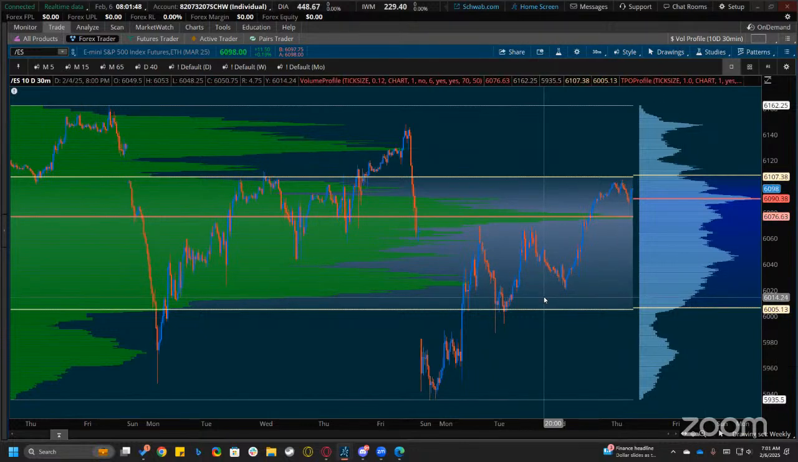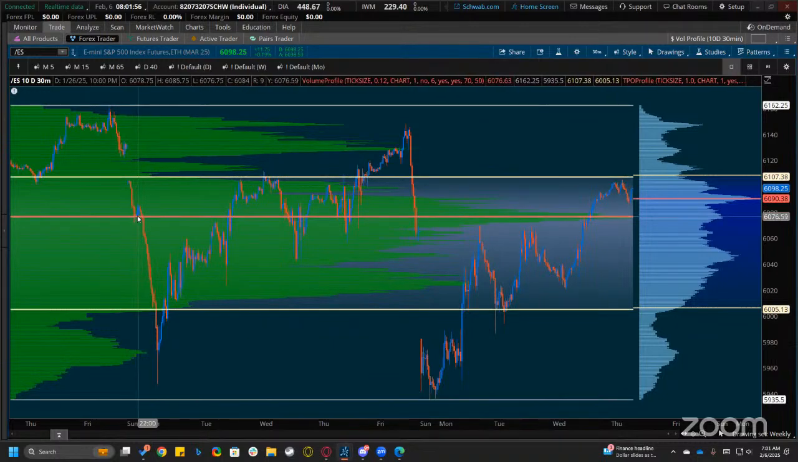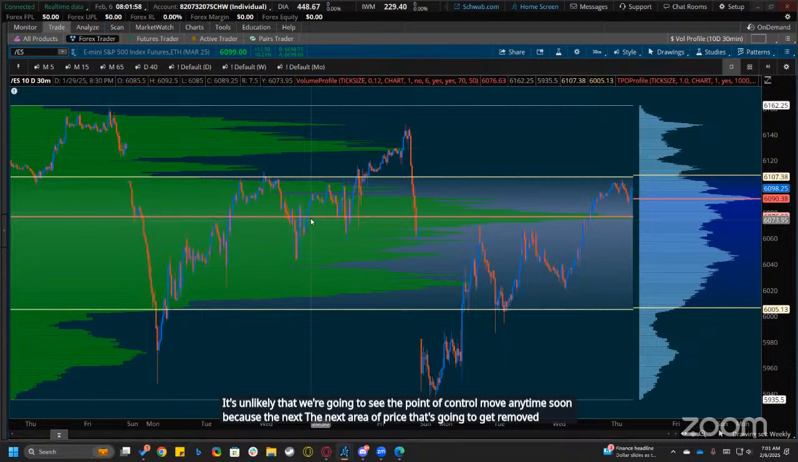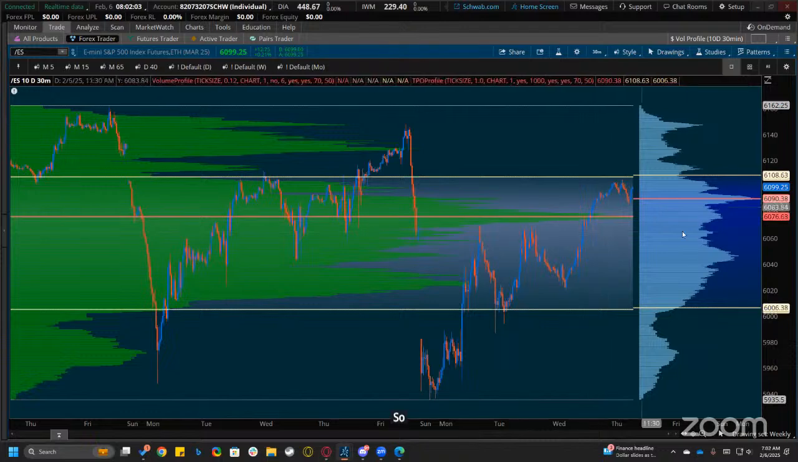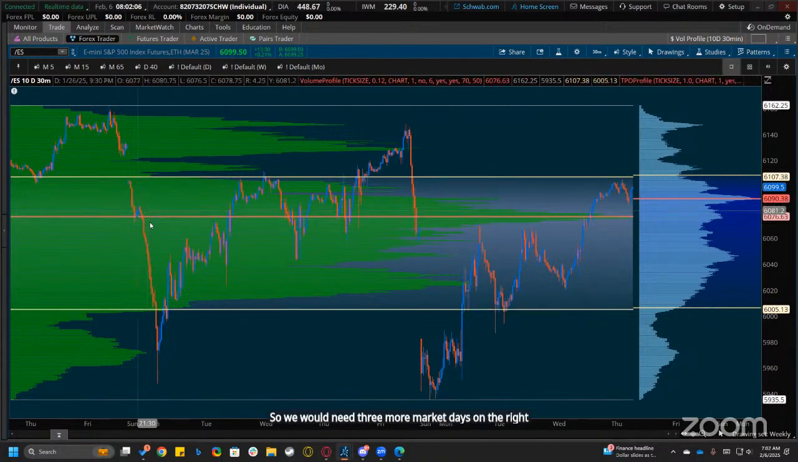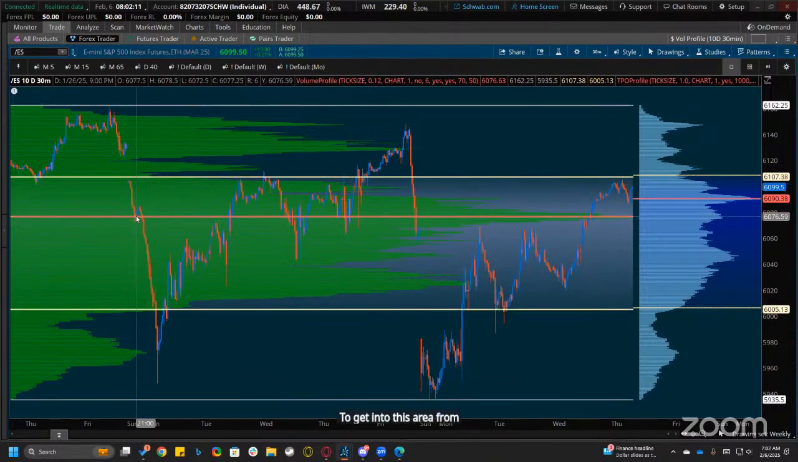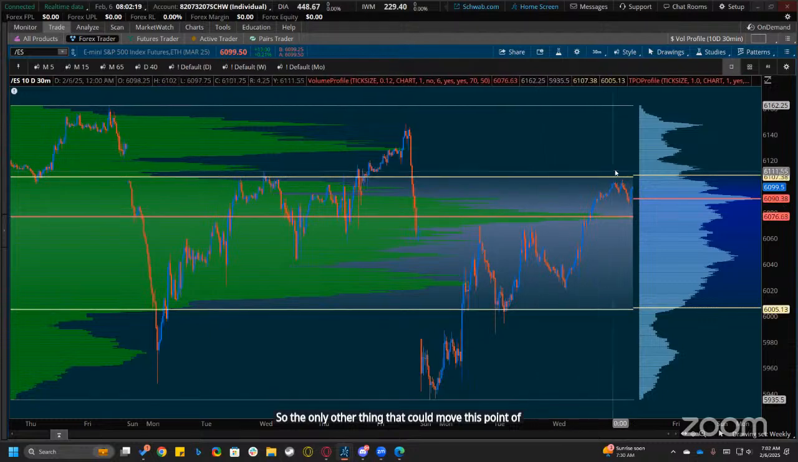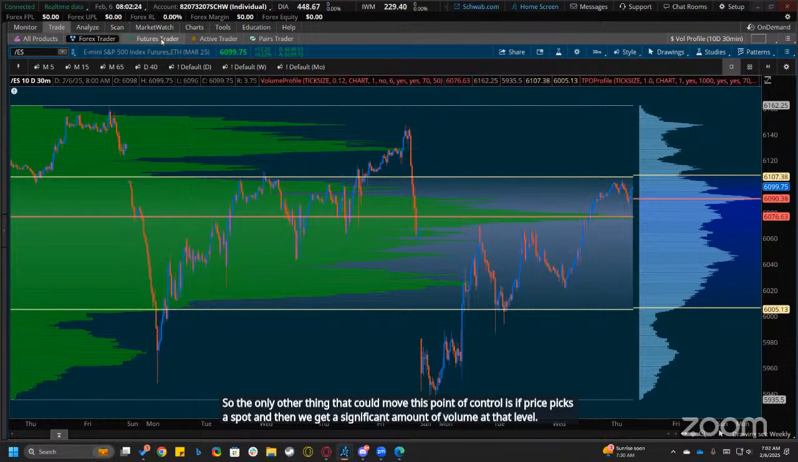It's unlikely that we're going to see the point of control move anytime soon, because the next area of price that's going to get removed from this point of control is 3 days away. So we would need 3 more market days on the right, removing 3 more days off the left, to get into this area from Sunday night 2 weeks ago. So the only other thing that could move this point of control is if price picks a spot and then we get a significant amount of volume at that level, like an iceberg or a ceiling.